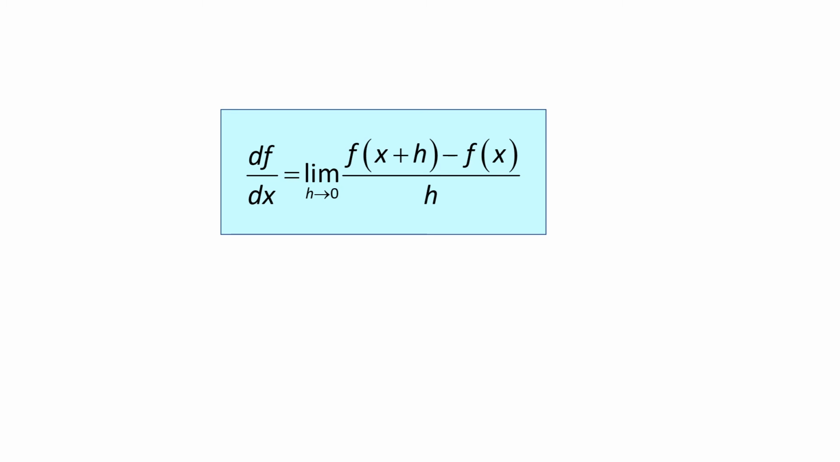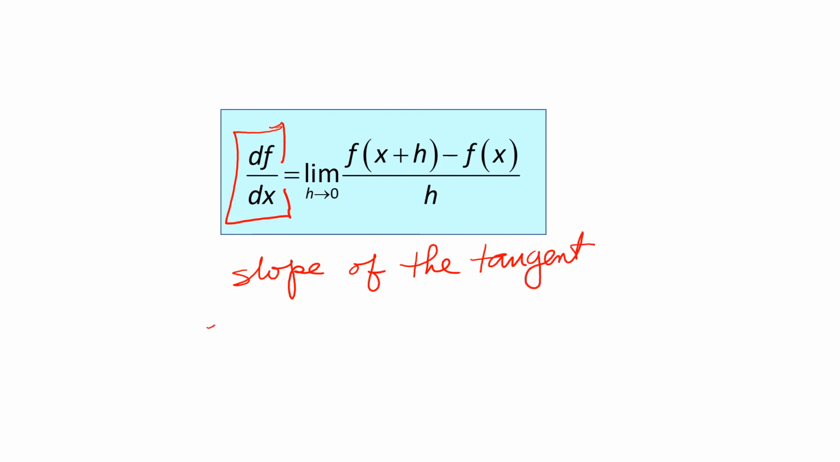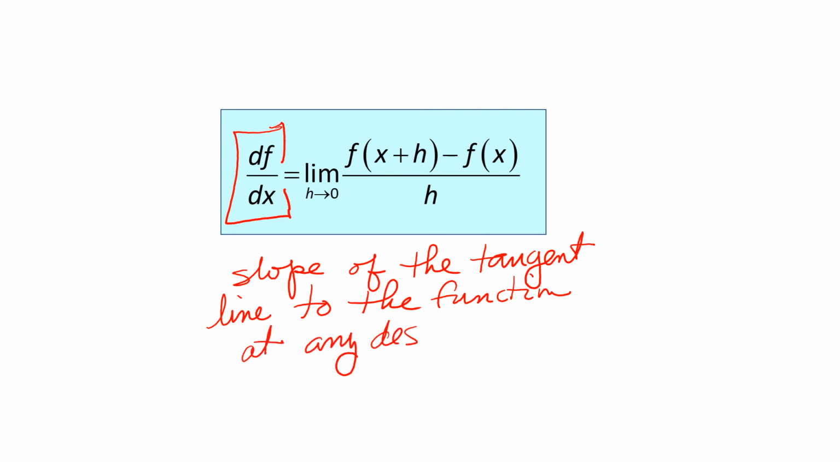Okay, so to recap, what we did in this video was we defined the derivative of a function as the limit of the difference quotient as h goes to 0. And what does the derivative give us? It gives us the slope of the tangent line to the function at any desired x value. All right.